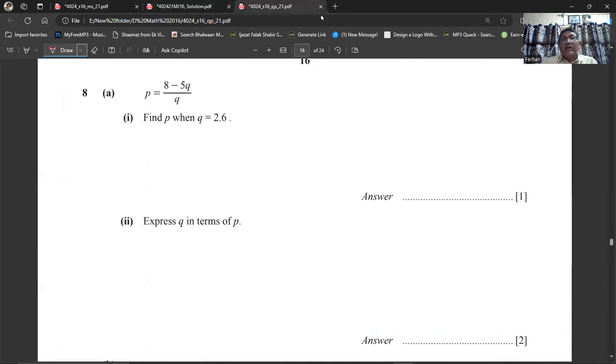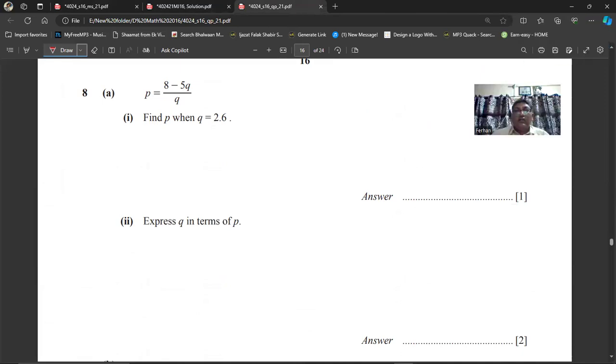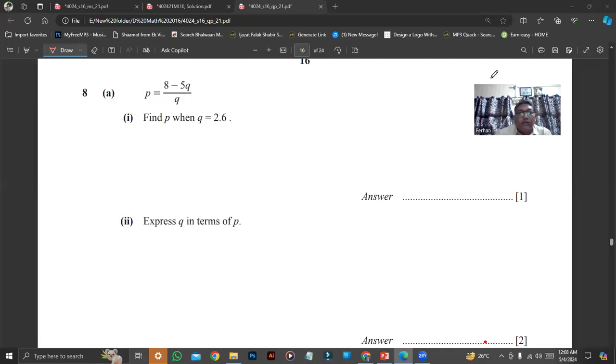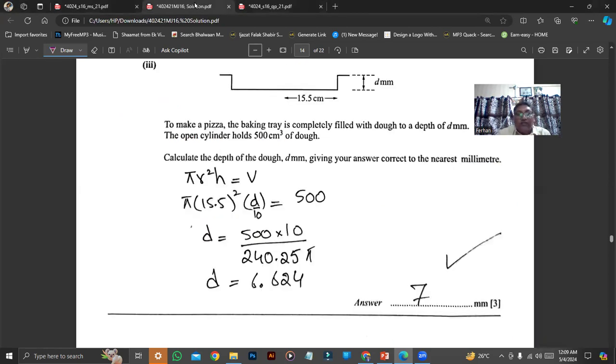Now we are on question number 8. It says, part A: P equals 8 minus 5Q divided by Q. The question is to find P when Q is 2.6. So very simple. In that equation, wherever you have Q, substitute it with 2.6 and you will be able to find the value of P.